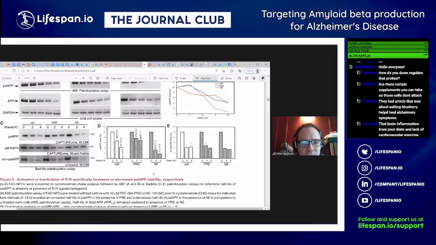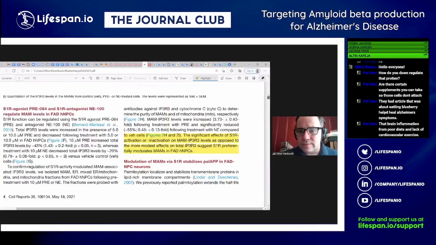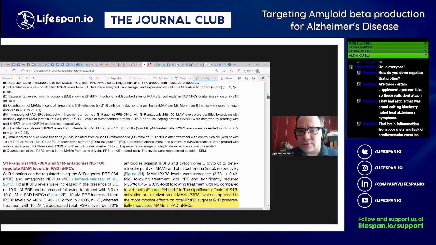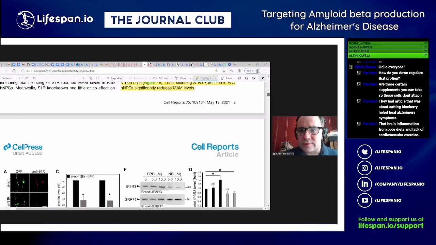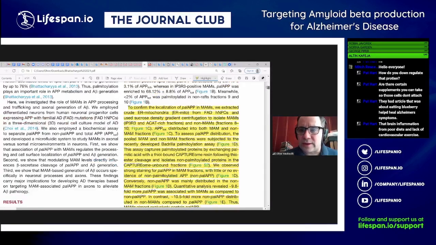And I'm still not 100% sure, probably not even 10% sure, exactly how the S1R receptor is mediating that. They do mention that it is involved in targeting, it's involved in the MAM formation, this S1R receptor. So that seems to be pretty important. And it's also involved in the palmitoylation of APP, but I'm not exactly sure. So if we go to the receptor itself, where was that, I just talked about it a little while ago, darn it, I can't even remember it now. Somewhere I had it highlighted.